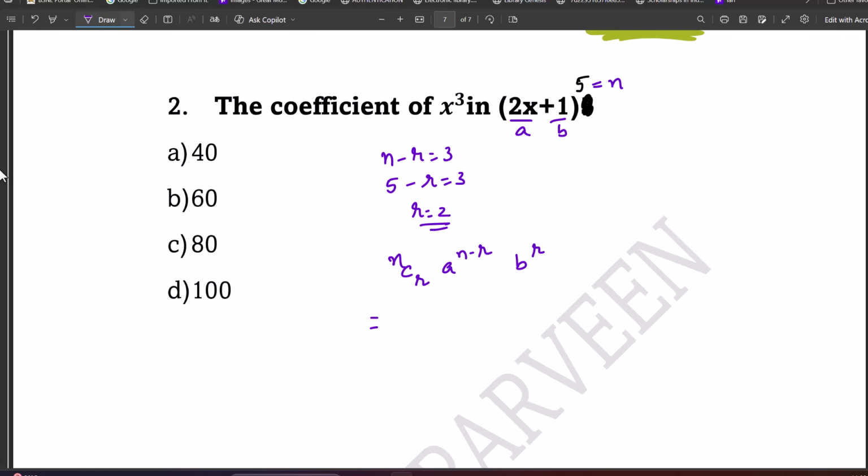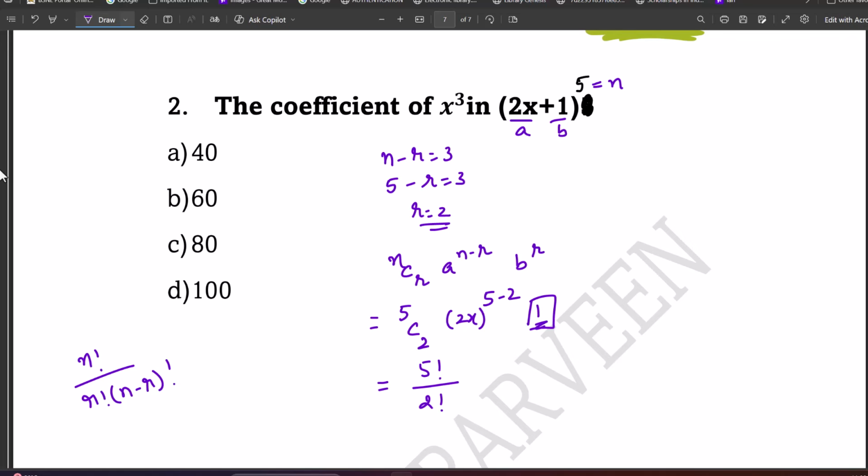So now what is my n? n is 5, C 2, a is 2x to the 5 minus 2 and b is 1. So we don't have anything to do with that. 1 is there, so it will be multiplied with the numbers, same as it is. So here what is nCr? It will be n factorial by r factorial into n minus r factorial. So I have 5 factorial by 2 factorial into 5 minus 2 factorial.